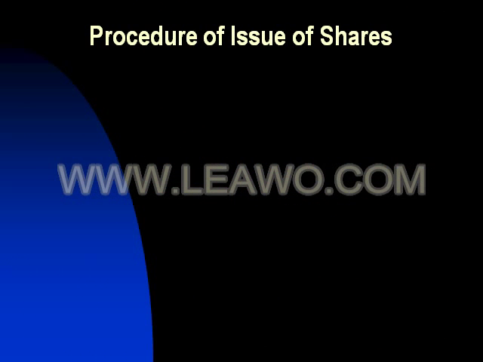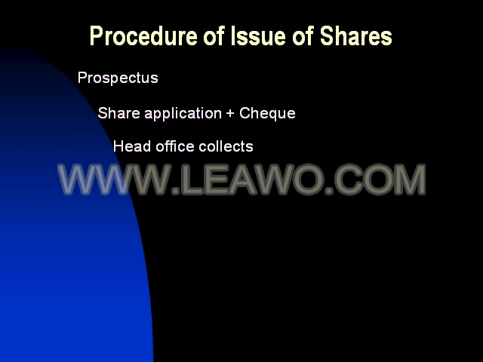Procedure of issue of shares. Company issues a prospectus along with share application form. Shareholders fill up application form and deposit it with a bank along with a check for the payment of application money. Bank sends these applications to the head office and the head office collects these applications.